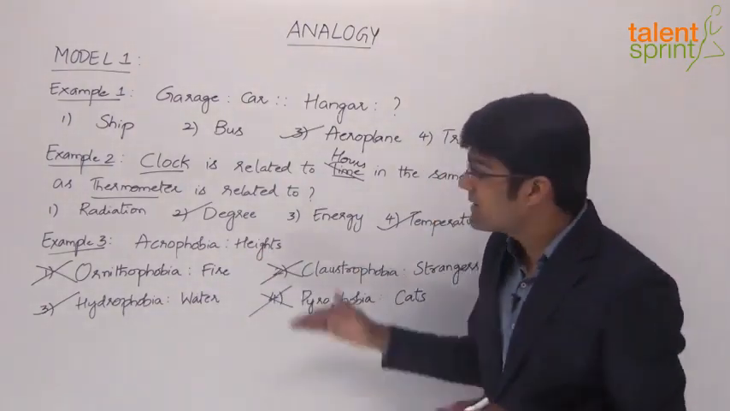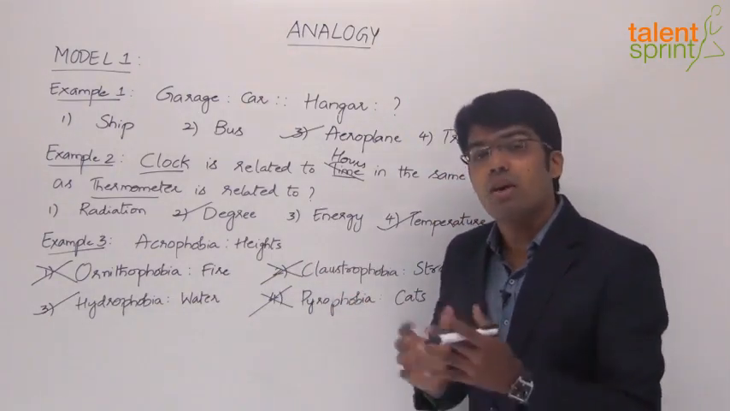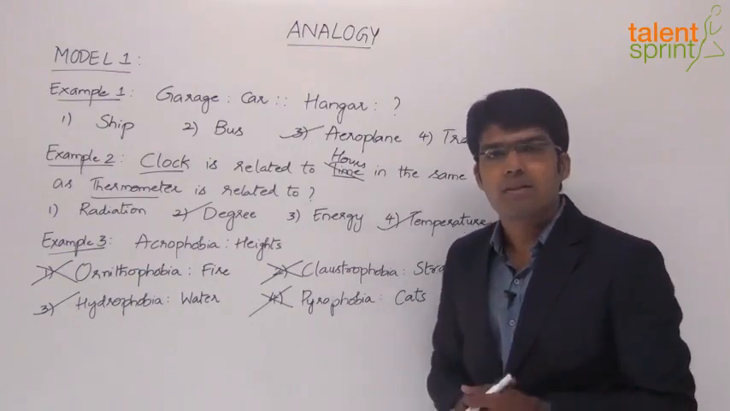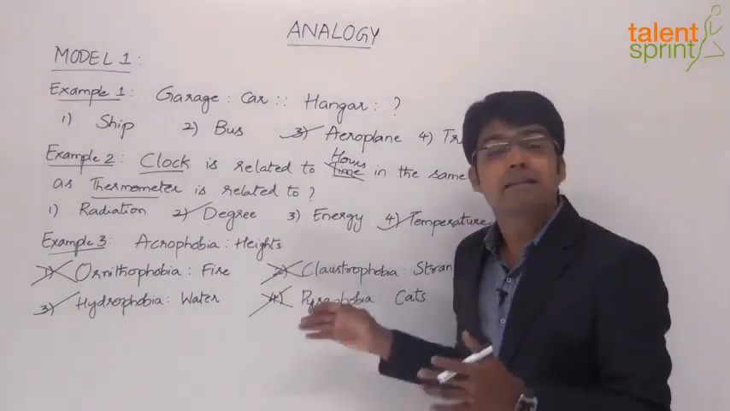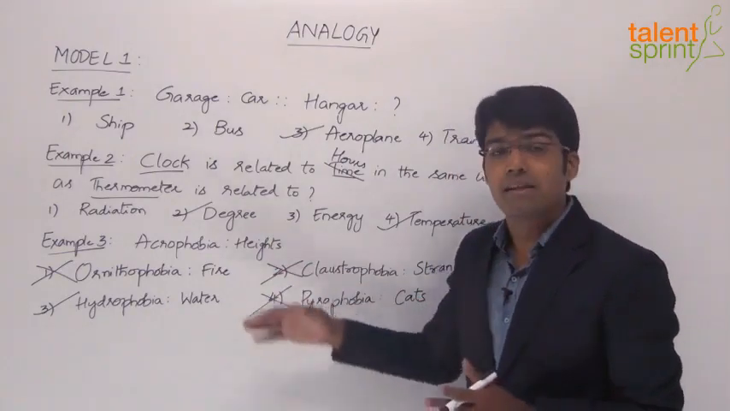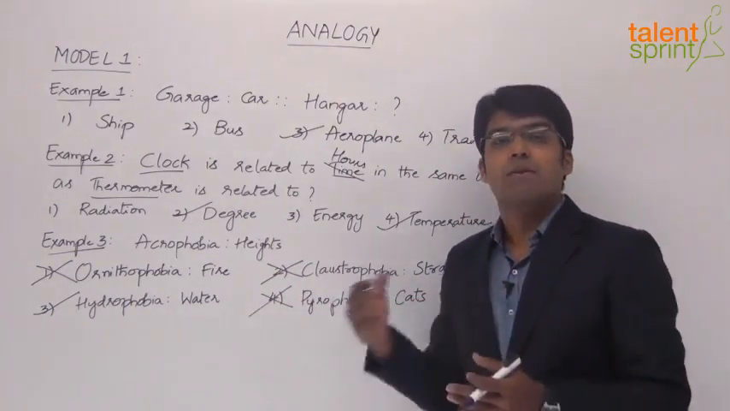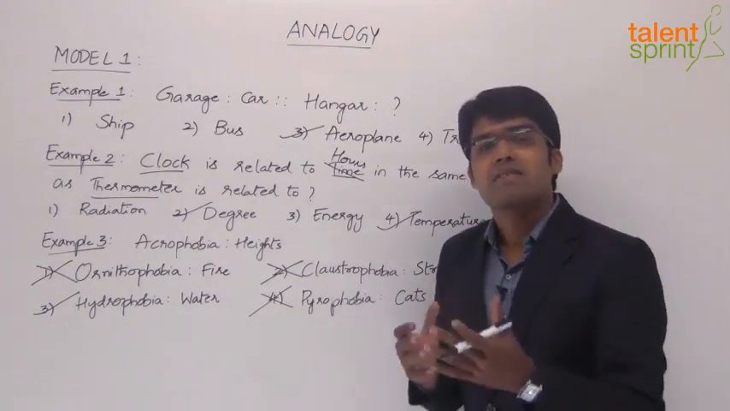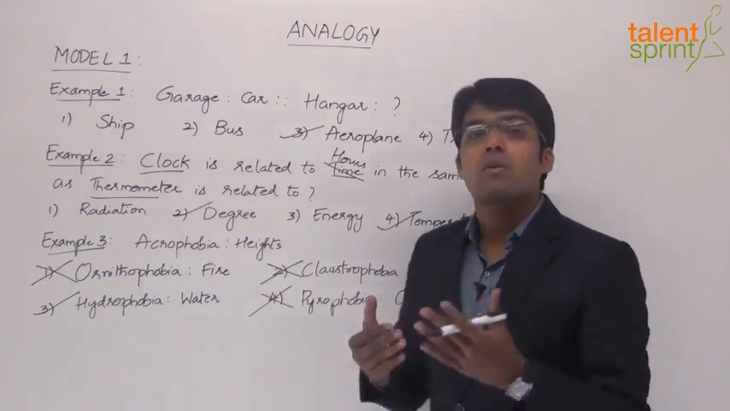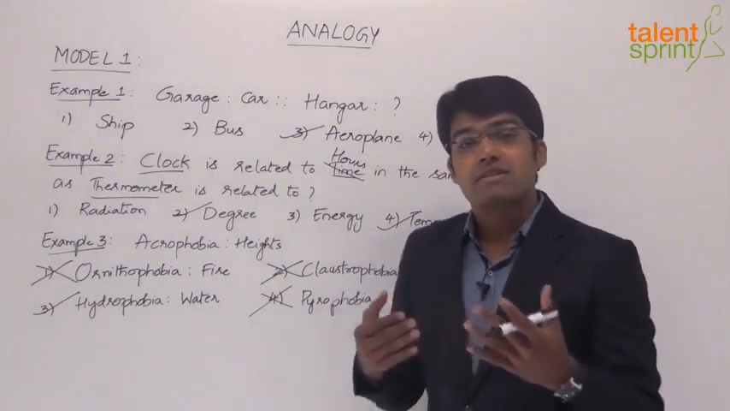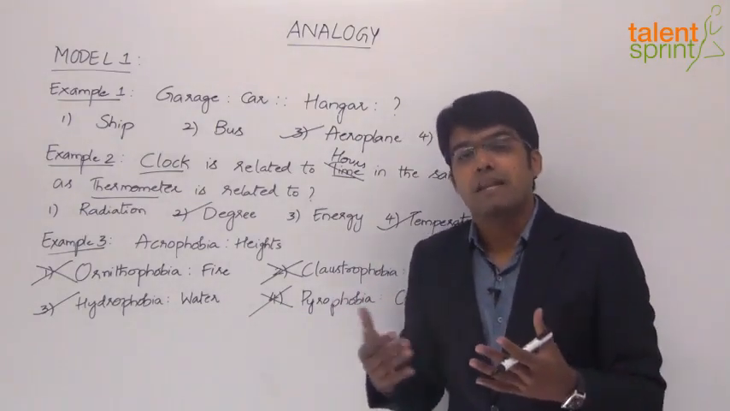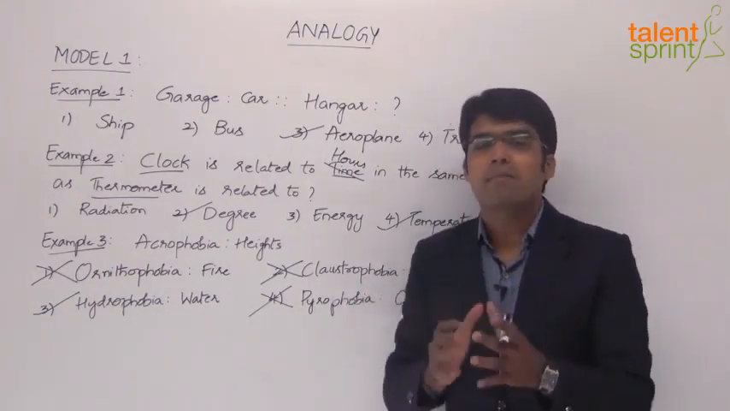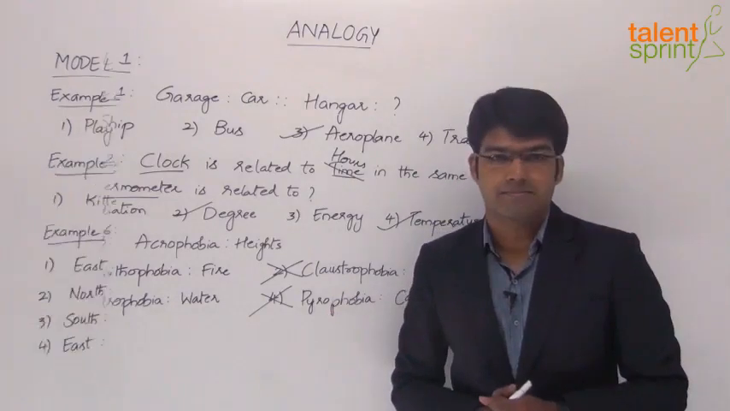Now again, if you observe in example number 3, those who are not aware of these kinds of phobias may not be able to answer this question. So it is important that we understand the terminology very well. For example, here we need to know what the phobia of a particular thing is. Likewise, questions sometimes are based on the younger ones of animals, or on the different genders of animals. Questions are based on collective nouns. So knowing these things will help us answer these questions better.